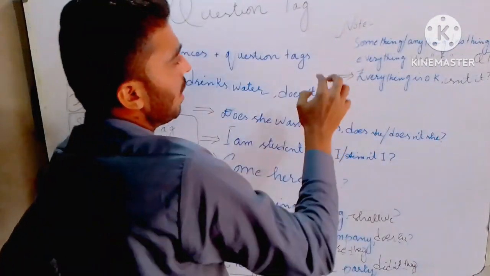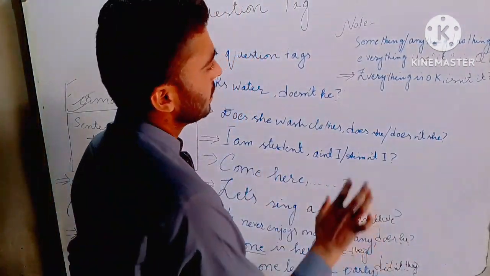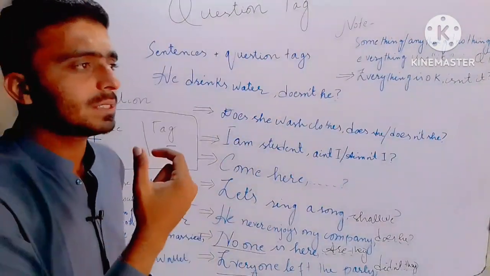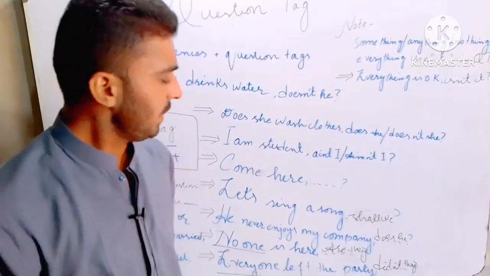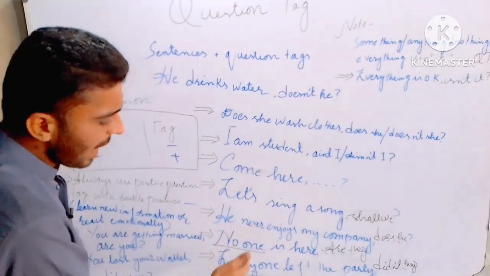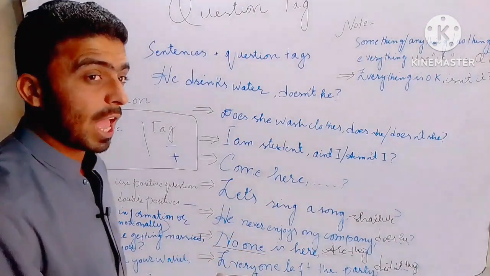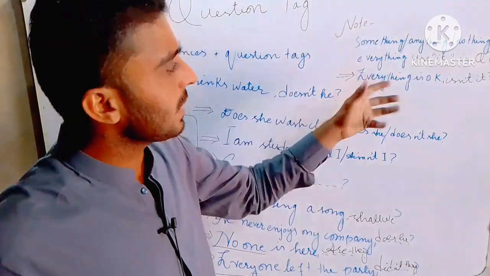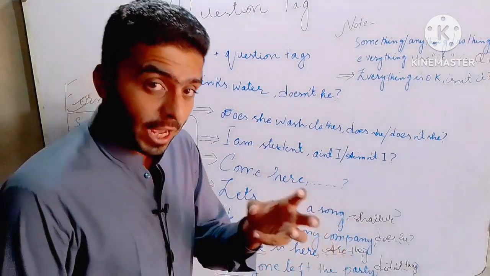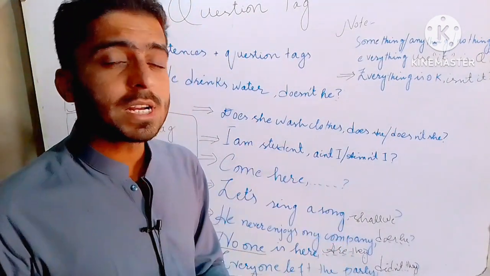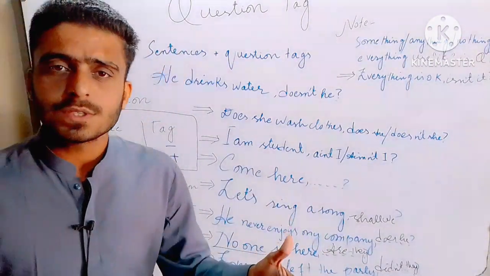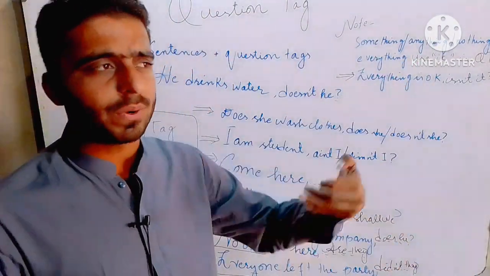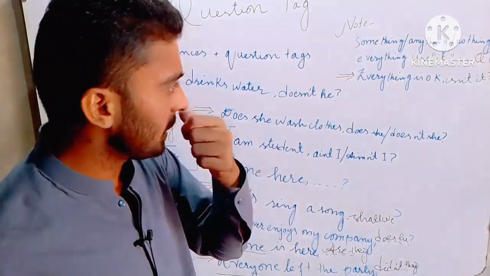But first, let's see here. I have written here a special note for you. That's going to say if we are given something, anything, nothing, everything in a sentence, how can we form the tag? We studied here, if we have been given no one, everyone, someone, we have to form the tag with the help of they. But if we have been given something, anything, nothing, everything, we have to form the question tag with the help of it, because we have studied in the pronouns that it is used for non-living things. So everything, something, nothing, they usually refer to non-living things. So we have to put it in the tag.